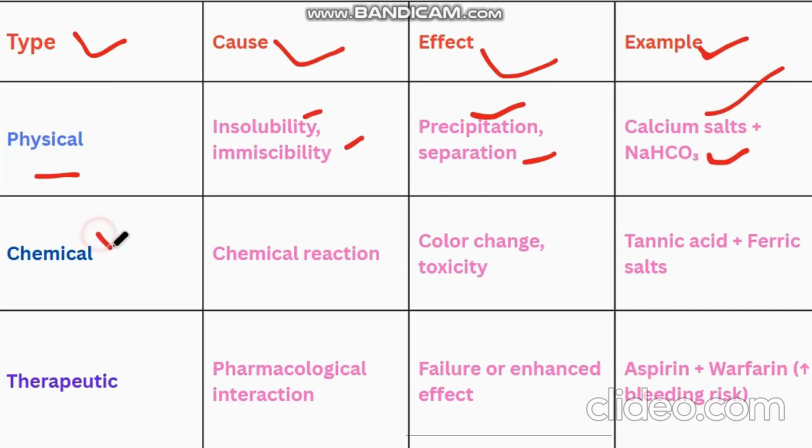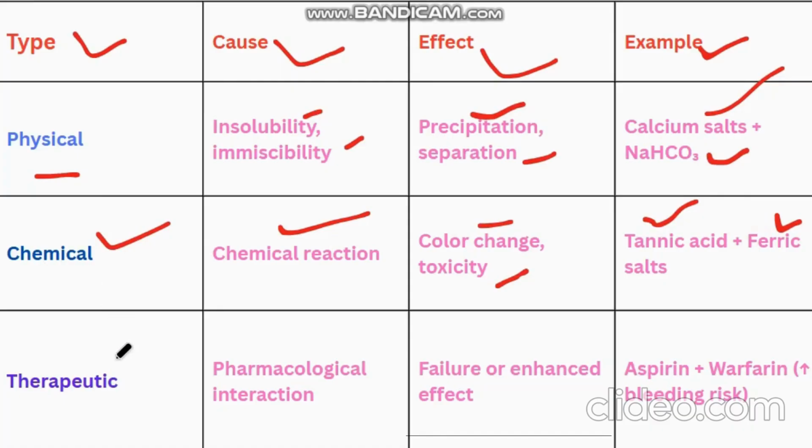Similarly, another type is chemical incompatibility. The main cause of chemical incompatibility is a chemical reaction, and the effect, or we can say the result, is a change in color, and it may produce a toxic effect. The example for this is the combination of tannic acid and ferric salts.